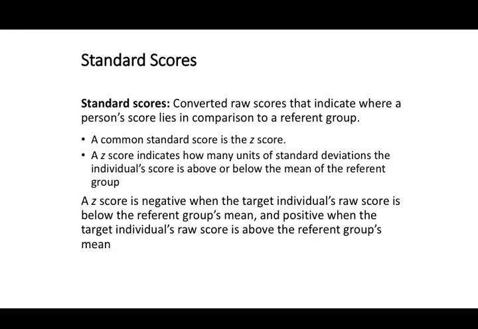Standardized scores are very common, and we use them often in staffing and in selection issues. A standardized score is where we compare the raw score relative to a referent group, so where that person lies in reference to the average of that referent group. A common standard score is the z-score, which tells us how many standard deviations someone is above or below the mean of that referent group.